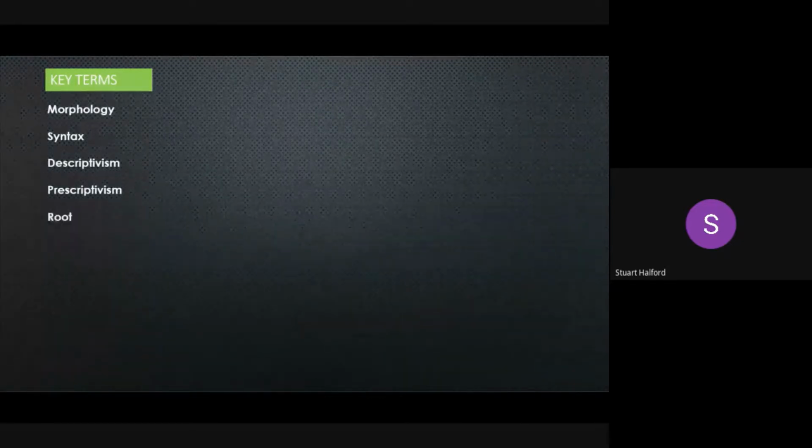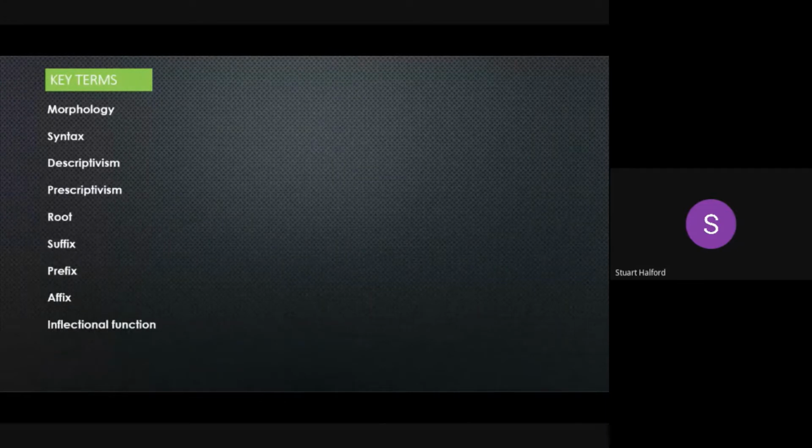So there's quite a lot of key terms within this particular one. So let's start with those. We've got morphology, syntax, descriptivism, prescriptivism, roots, suffixes, prefixes, affixes, inflectional function and derivational function. This has got to do with morphology. And don't worry if you don't know what these mean. Obviously, throughout the video, we'll deal with those and hopefully explain them.